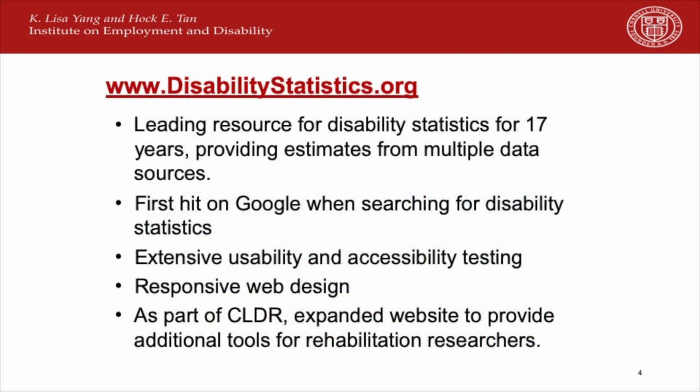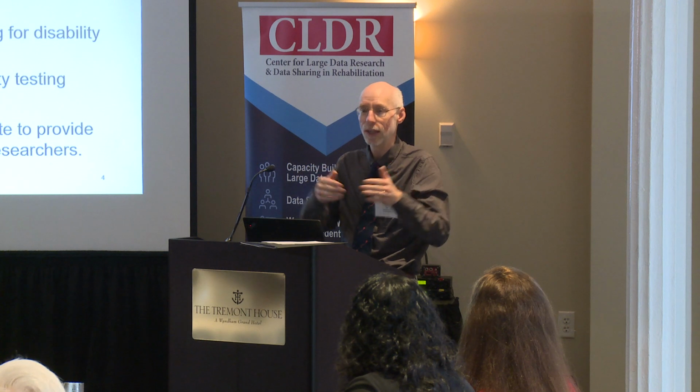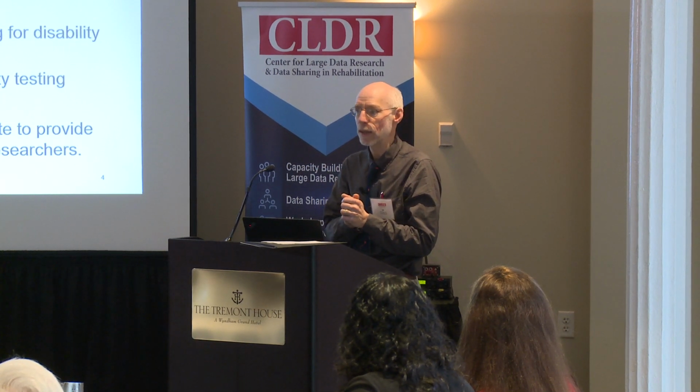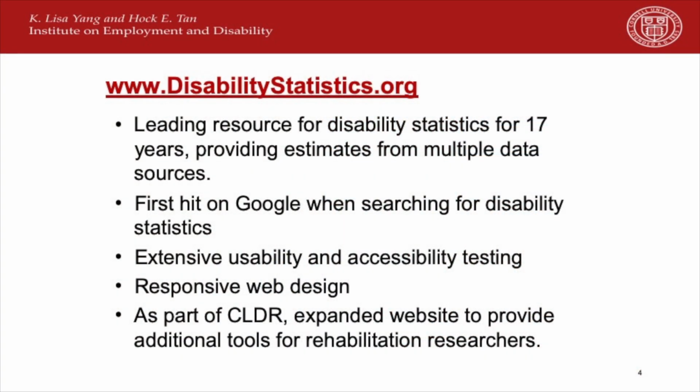Okay, so disability statistics. It's been basically the leading resource for disability statistics for 17, 18 years now. Its original focus was to provide estimates from multiple data sources, so people could go to this one place and find information about disability without having to navigate the Census Bureau's not necessarily terribly user-friendly interface to find specific topical data and information. It's been the first hit on Google when you search for disability statistics for pretty much those 18 years.